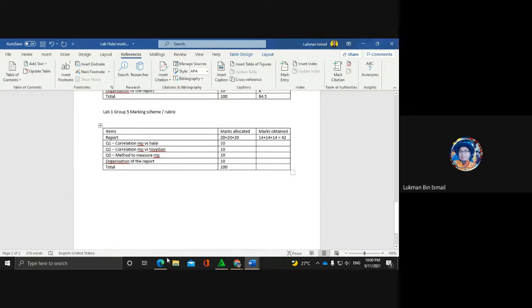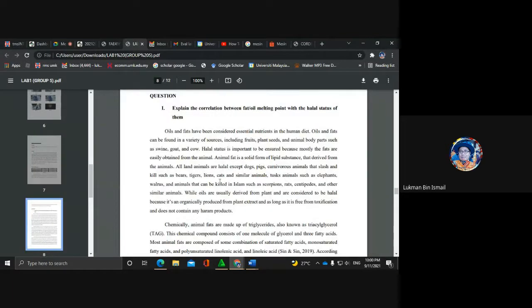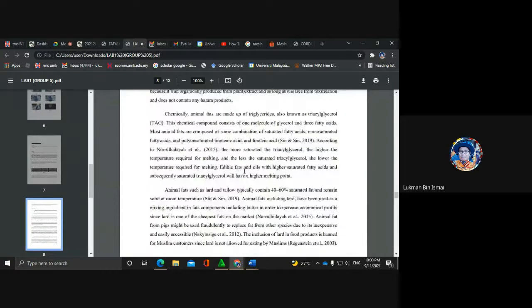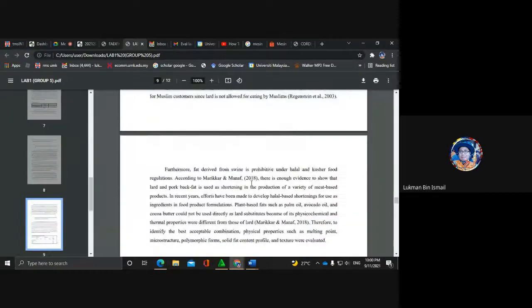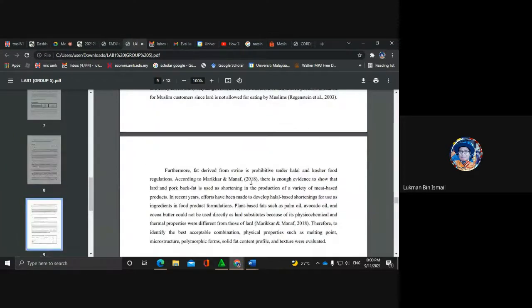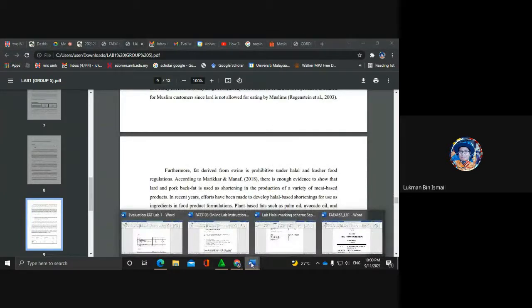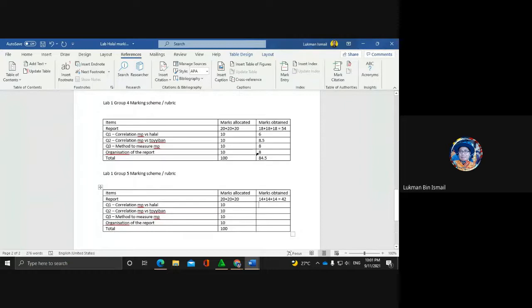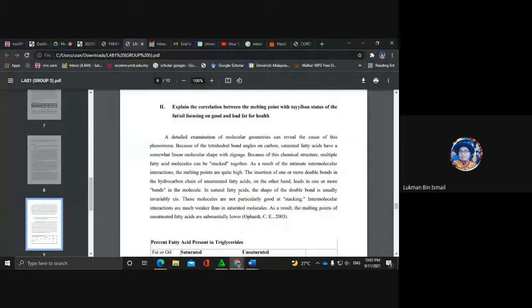Question number 1. Correlation. Animal fat. Okay, so I'm looking for the temperature melting point. Where's the temperature melting point for animal fat? And then plant-based fat tak ada. Tak ada. Maka rendah lah. So berapa markah? So again 6. Toyiban. So Toyiban.